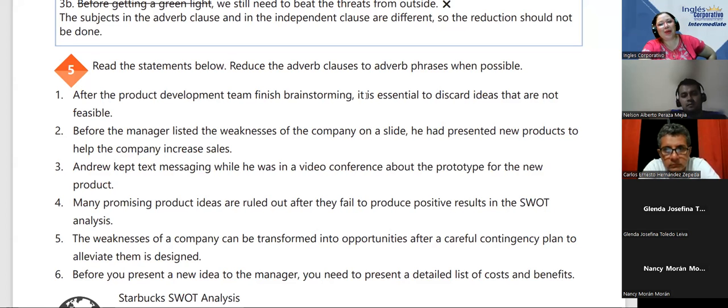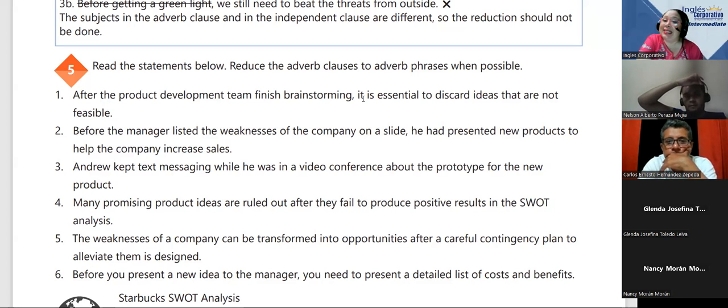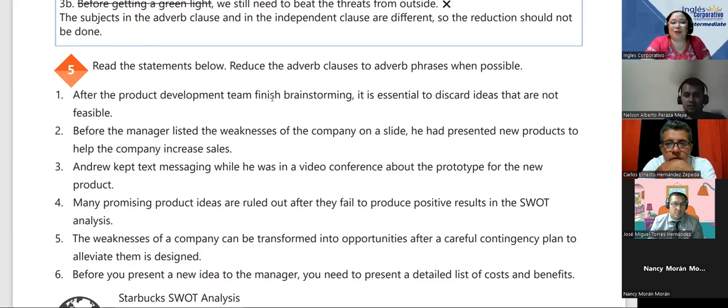Ok. Pero también podríamos decir que aquí tenemos que realmente no es el equipo, ¿ya? Sin embargo, es el equipo el que descarta, ¿verdad? El equipo es el que descarta las ideas. Veamos cómo queda para estar seguros y probemos, ¿sí? Entonces dice, after the product development team, elimino product, ahí, lo elimino, y digo, after, ¿qué sería acá? Finishing. Okay, after finishing brainstorming, it is essential to discard ideas that are not feasible. Suena bien, ¿verdad? No hay confusión, ¿sí o no? No hay confusión. ¿Quién descarta? El equipo. Okay, then you can do it, right?